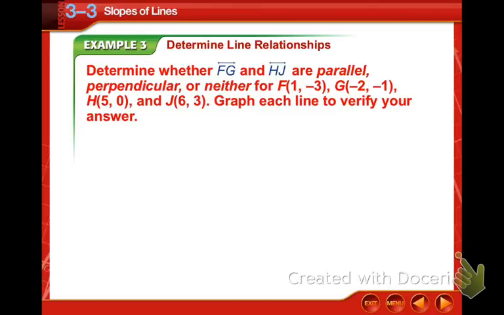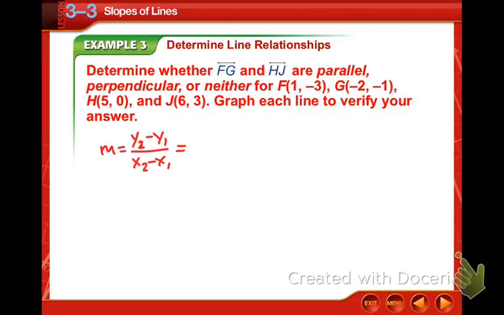So we need to find out if this slope is going to be parallel, perpendicular, or neither. So we're going to find the slope using the formula and decide whether it is congruent, if they are opposite reciprocals, or if they are not any of those things, then it's neither. So slope is equal to the change in y, so y2 minus y1 over change in x, x2 minus x1.